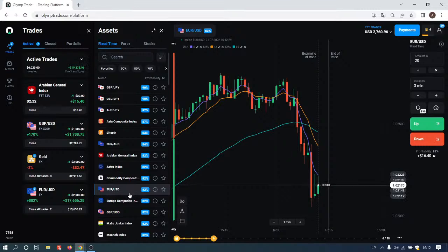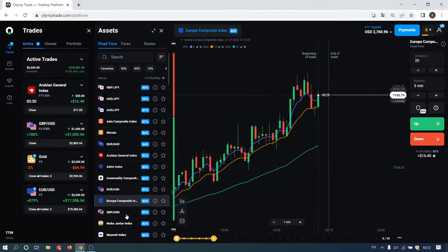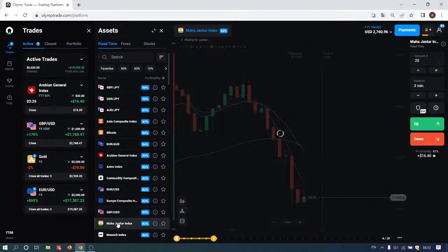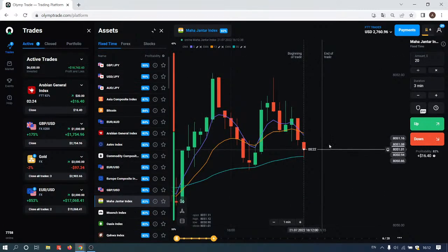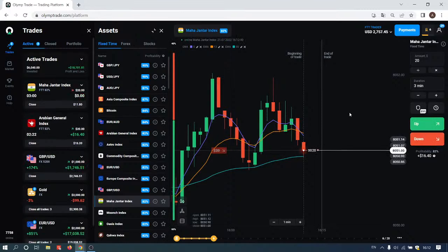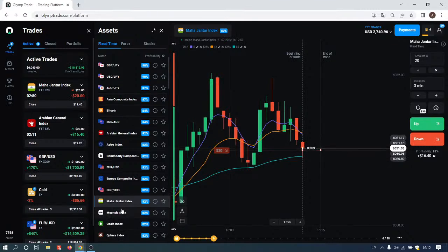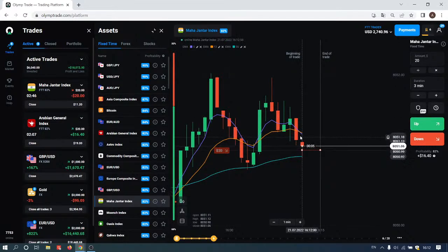So let's move on to some next trading assets, and hopefully I will be able to find another signal. Yes, like this one, Mahajantar index. So we have this crossing again. The purple, the 5 EMA, crosses the 13 EMA in the downwards direction, and based off of this signal, I just opened the trade down. So that's pretty much how this strategy works.